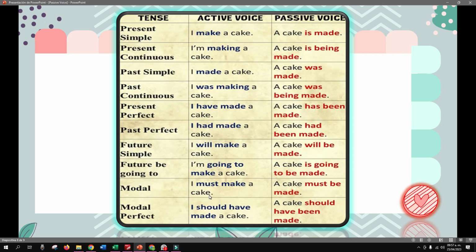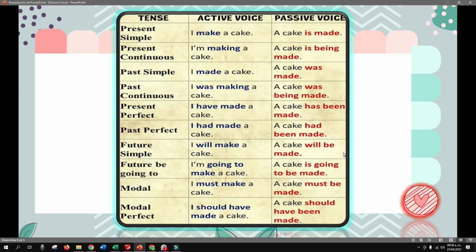Modal, I must make a cake. A cake must be made. So also you're going to add be here, be and be, right? That is the base form of the verb be, right? And also modal perfect, we can say that. I should have made a cake. We haven't studied this one yet, but you can find some sentences like this, right? So a cake should have been made, right?